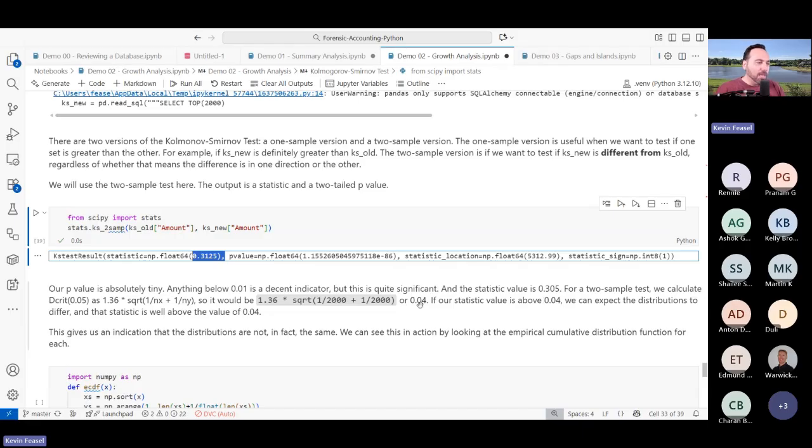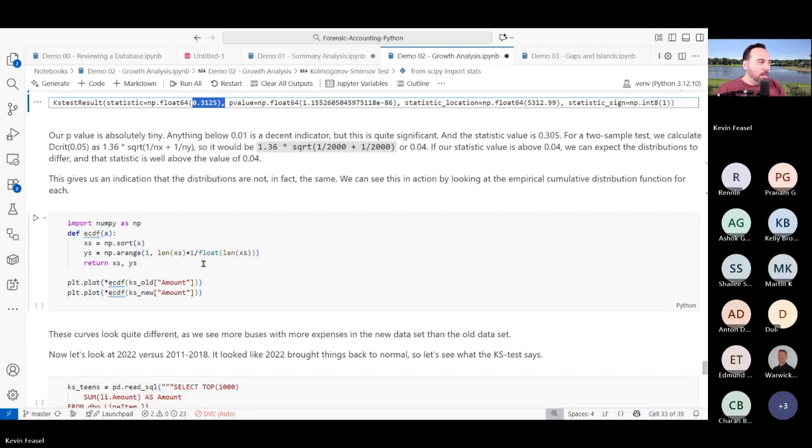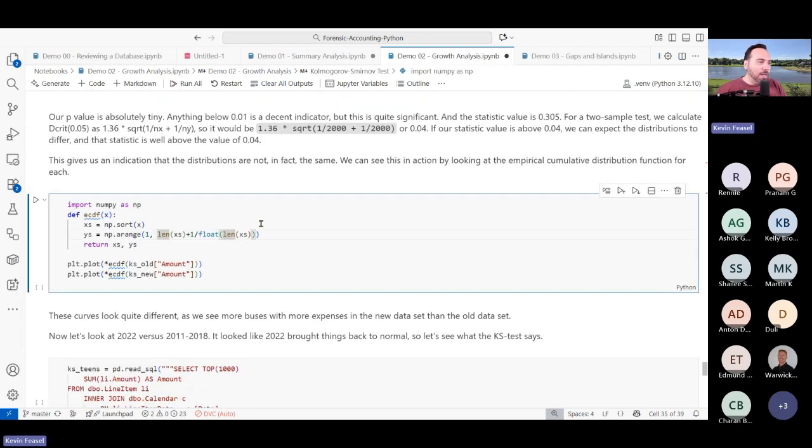And I have a little bit of calculation. If the statistic value is above 0.04, distributions are probably different. This 0.3125 is definitely above 0.04, so we would expect that these may actually be drawn from different sources.